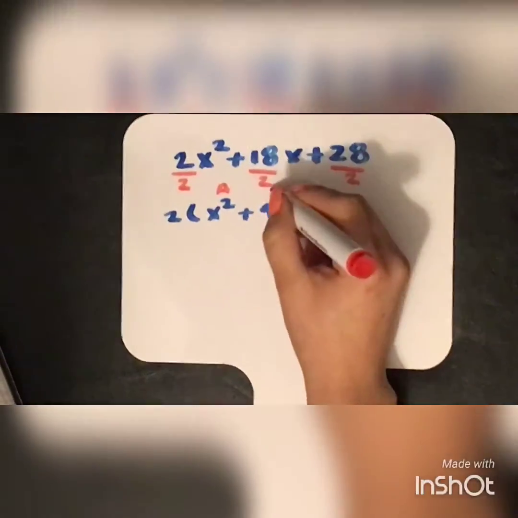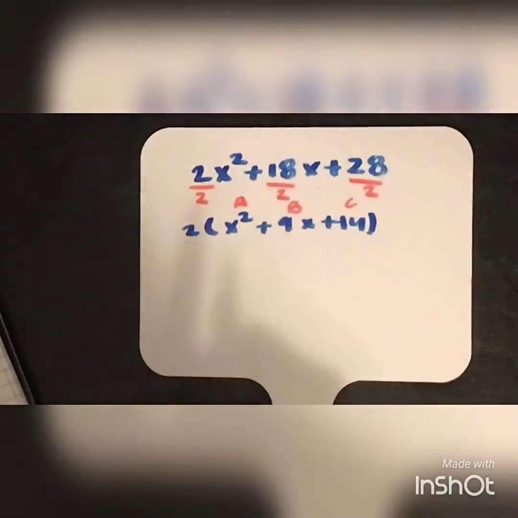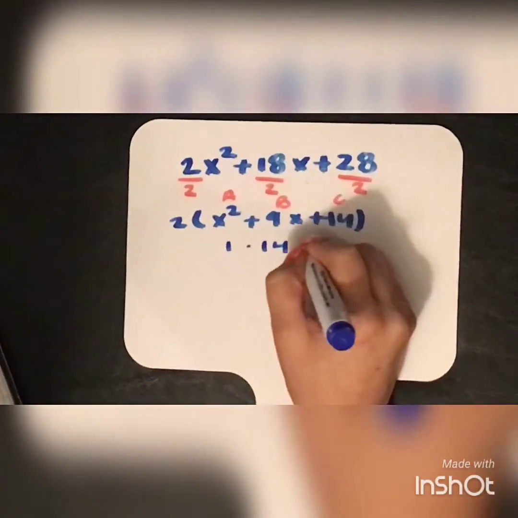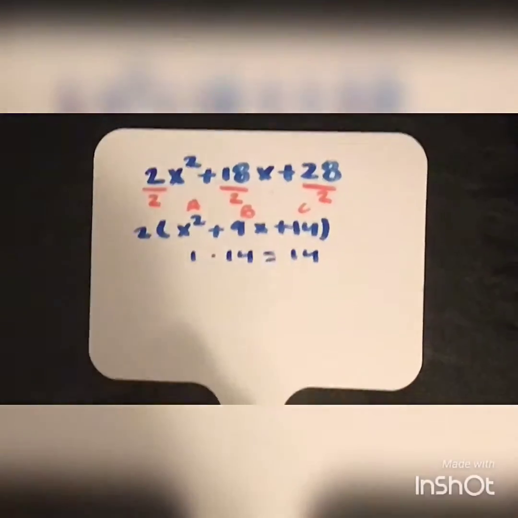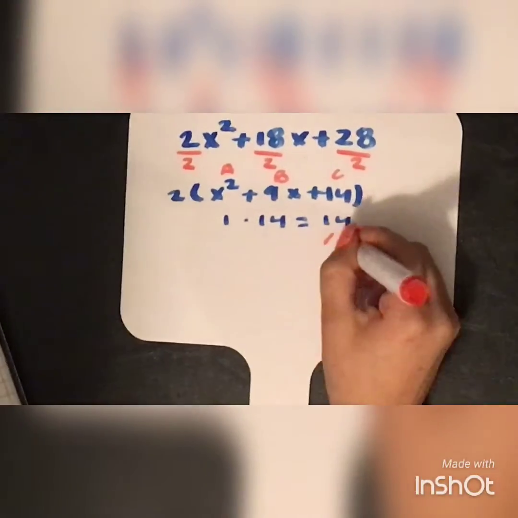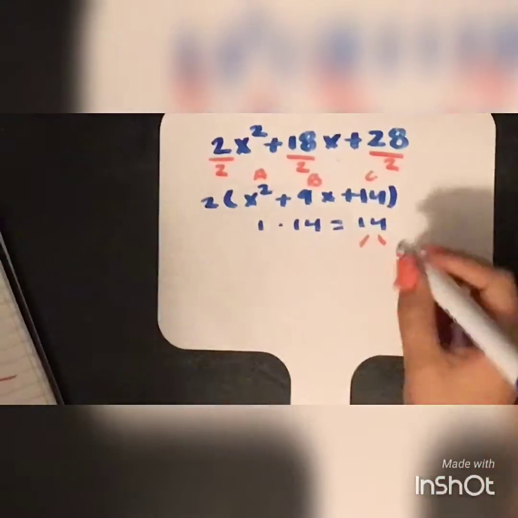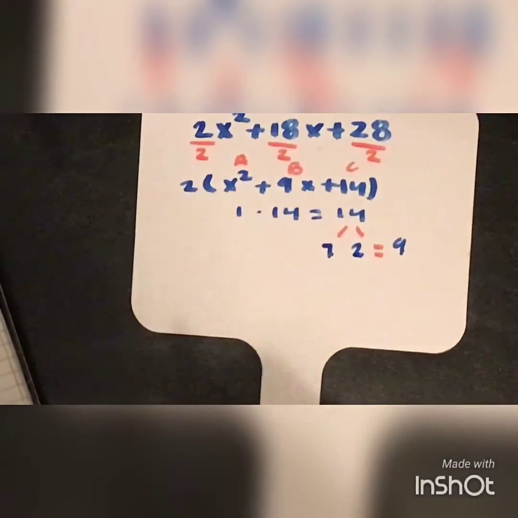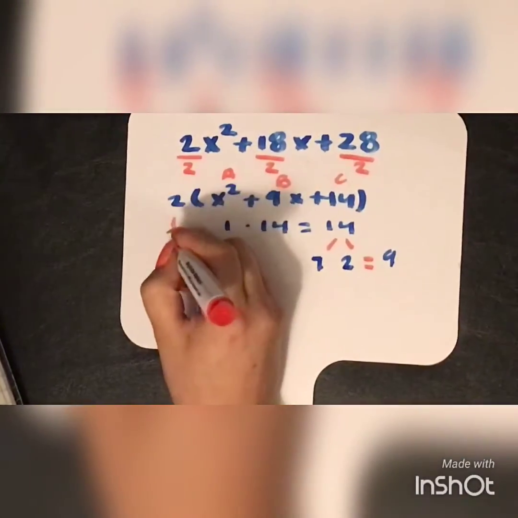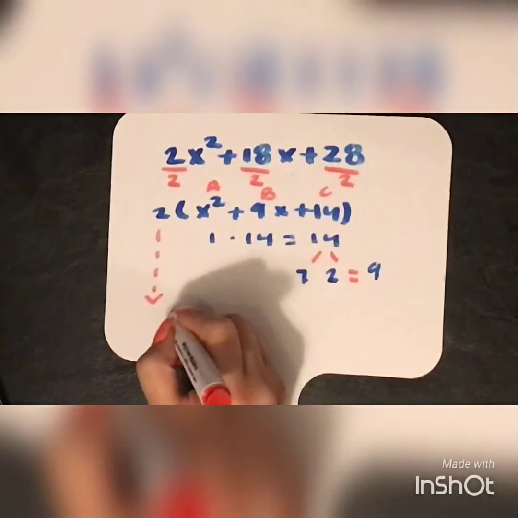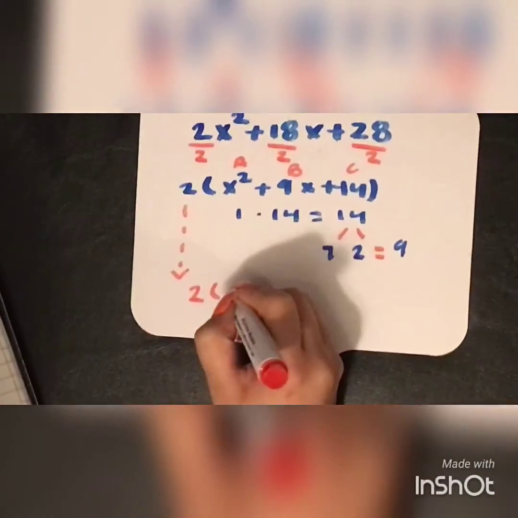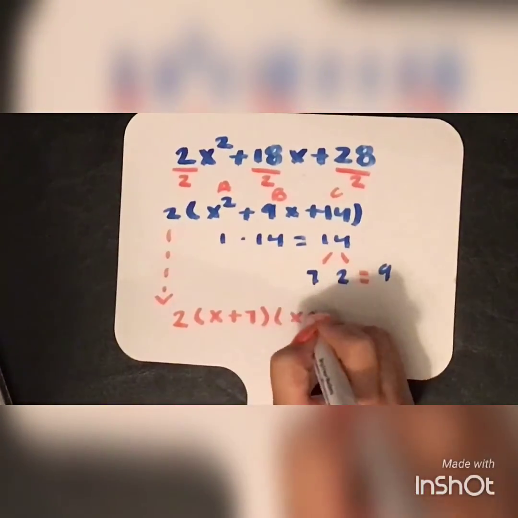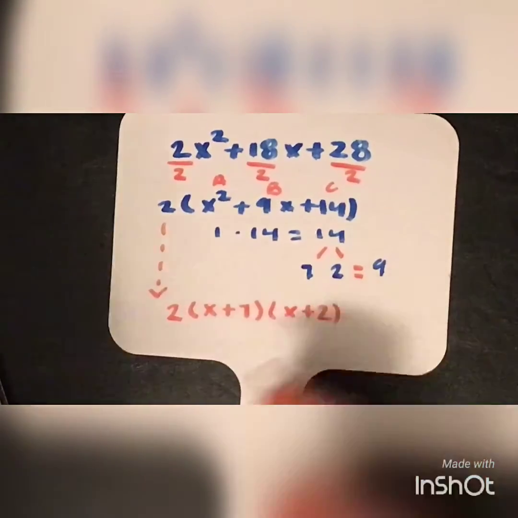You're going to label a, b, and c, and multiply a times c, which is 1 times 14, equals 14. You find the factors of 14 that equal 9. 7 times 2 equals 14, and 7 plus 2 equals 9. You bring down the 2, bring down the parentheses, x plus 7, x plus 2.